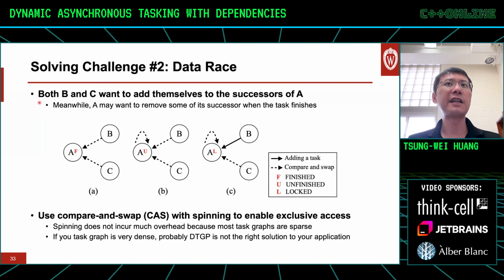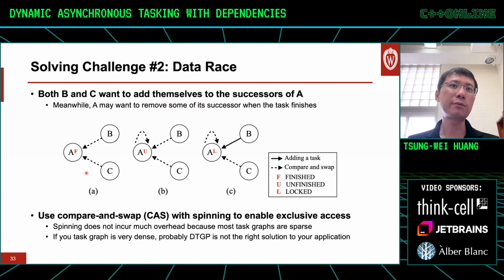The next challenge is data race, because multiple threads or multiple workers may simultaneously access the successor of a task when it finishes. In this example, both B and C may want to add themselves to the successor of A. Meanwhile, A may also want to remove its successors when it finishes. A very simple solution, of course, is to use a mutex to enable exclusive access. But mutex is quite expensive, especially when you have many dependencies on a task. Instead, we use a compare and swap operation with spinning to enable exclusive access.